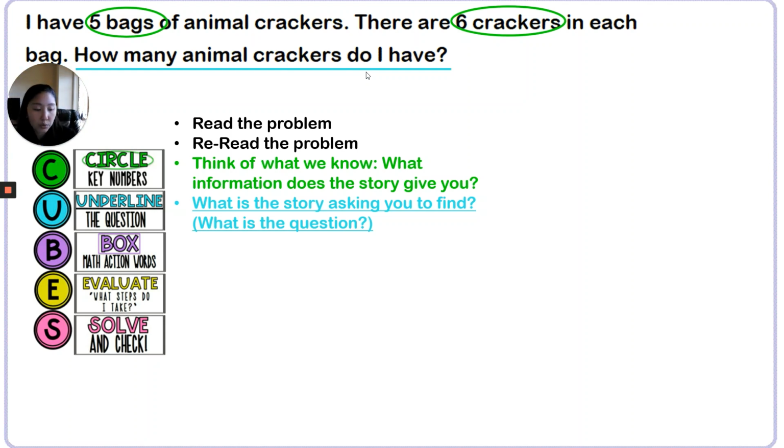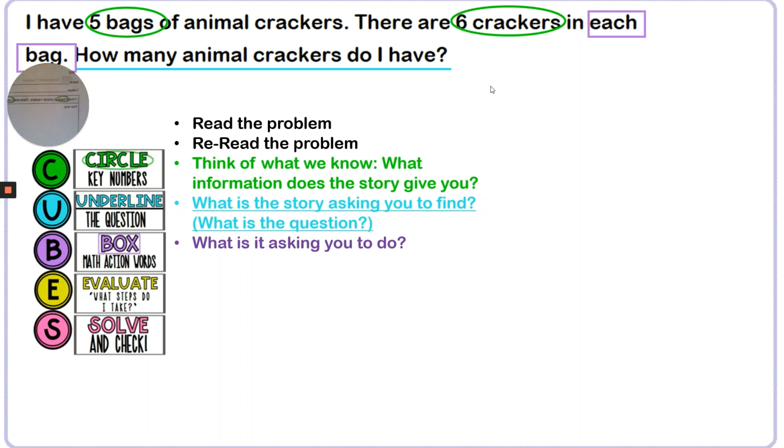Now we're going to move on to boxing the math action words. What are they asking you to do? So I'm looking at this problem going, I have 5 bags of animal crackers. There are 6 crackers in each bag. How many crackers do I have? Well, they're asking you to put 6 crackers in each bag, so I'm actually going to box that together. Just like that. So I have 2 things circled, 1 thing boxed, and I have my question underlined. Make sure you're doing all of that.